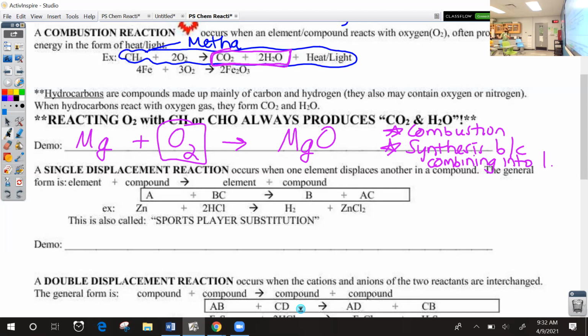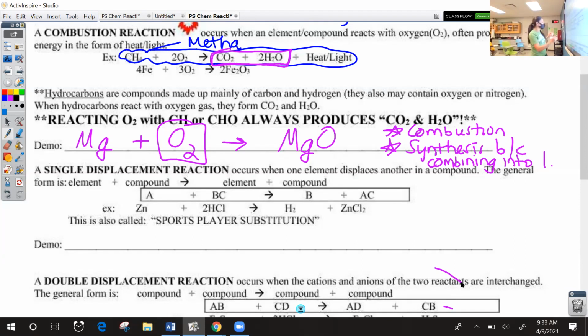So what happens in single displacement is they switch places. What happened is the copper switched places with the aluminum. So the aluminum foil is going away. It's not really going away. It's just going in a solution.